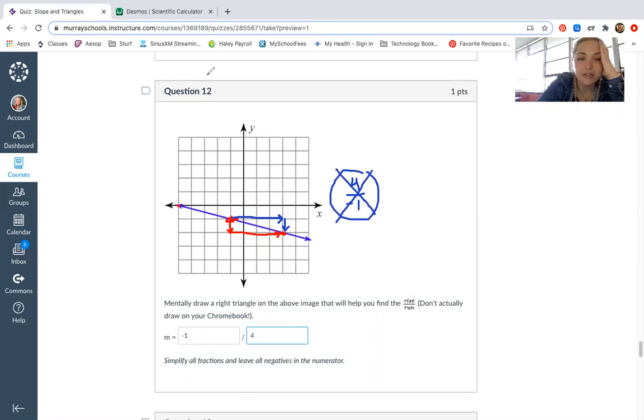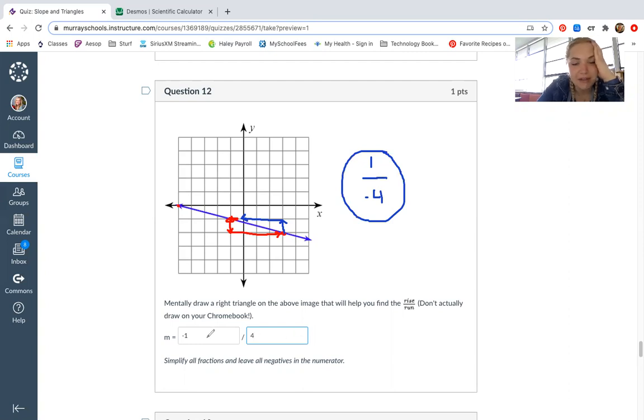So in order to do this, it needs to be done this way. You need to say up 1, and then you go to the left 4 with a -4. Now that is up 1, -4. That would be correct, but you'll notice it says simplify all fractions and leave negatives in the numerator. So we never leave a negative in the denominator.